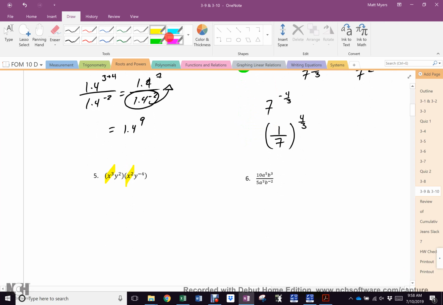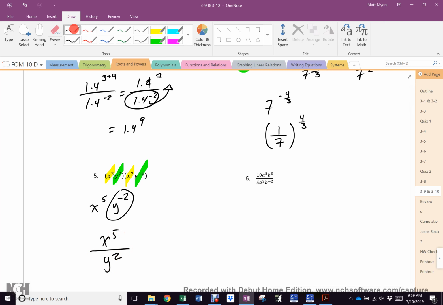X's with X's, Y's with Y's. What do I do with those X's? If those Y's weren't there, what would the answer be? X to the 5th. If those X's weren't there, what would the answer be? Y to the -2. What there isn't allowed? This. So what has to happen to a negative exponent? It's got to move. If it's already in the numerator, it's got to move down. If it's in the denominator, it's got to move up. So that's x to the 5th over y squared.